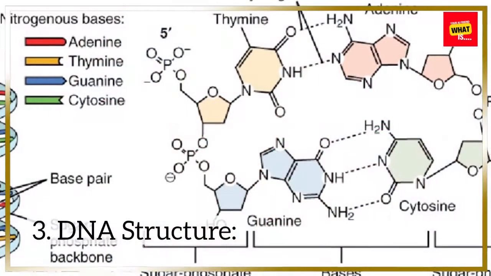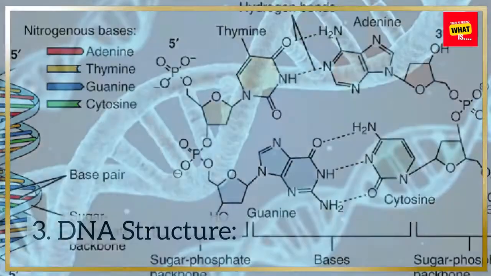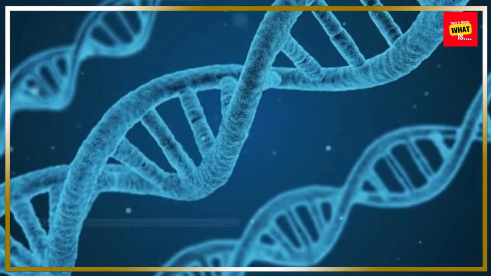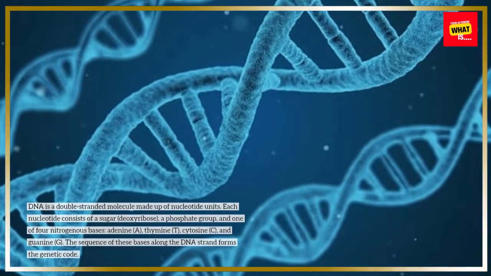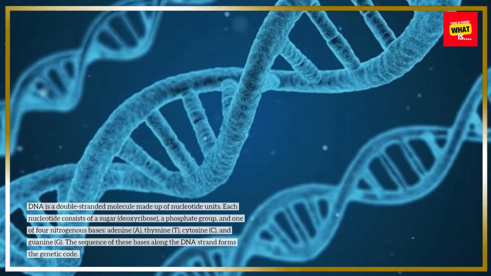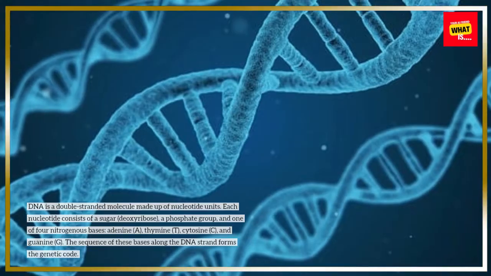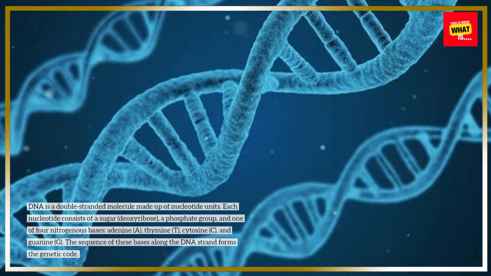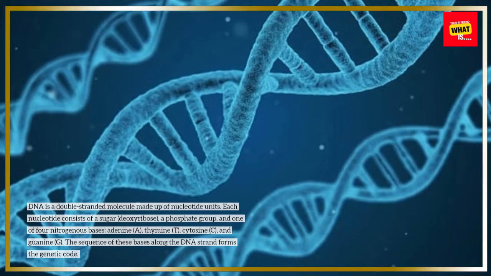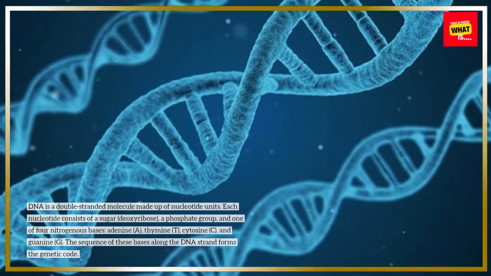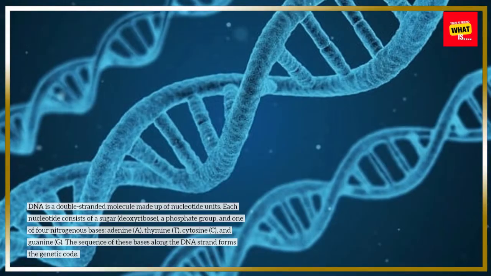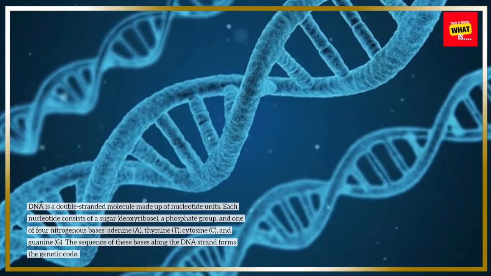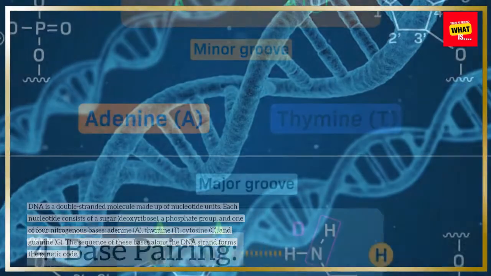process. 3. DNA structure. DNA is a double-stranded molecule made up of nucleotide units. Each nucleotide consists of a sugar, deoxyribose, a phosphate group, and one of 4 nitrogenous bases: adenine, A, thymine, T, cytosine, C, and guanine, G. The sequence of these bases along the DNA strand forms the genetic code.